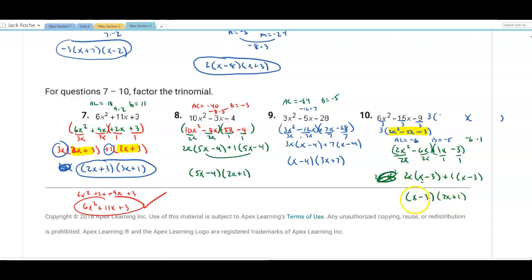And we take these factors and bring them up to our final answer. 3 times x minus 3 times 2x plus 1.